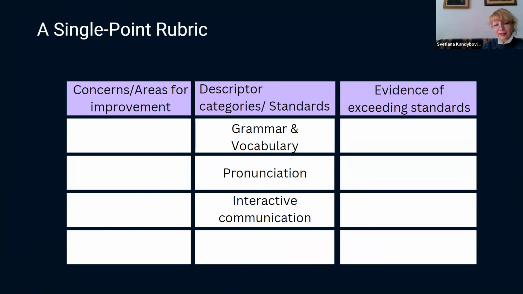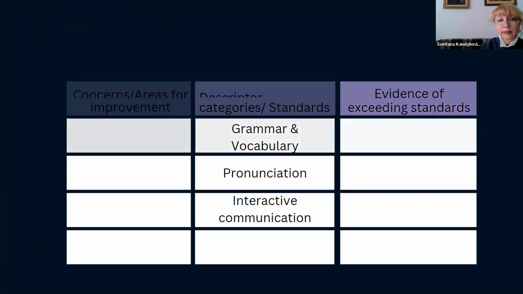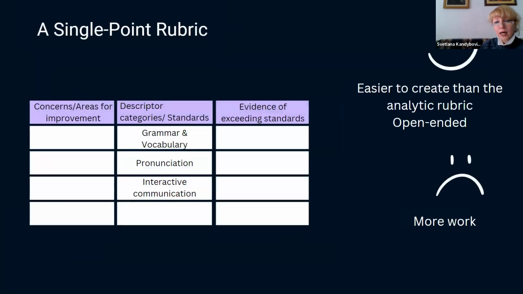So you see the middle column, which is filled in with dimensions and their descriptions, but you do not give a detailed description. You give it just for one level of performance. Usually that's the performance that we grade as good or satisfactory.